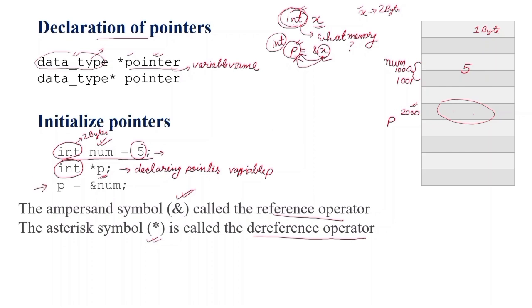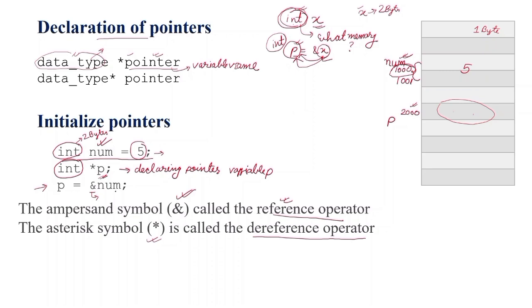In the next line, what happens? P is equal to address of num. What is this symbol? Address of operator, this is the reference operator. So what is num? Num is the variable which you created over here. So where is num in the memory? Here is your num. The address associated with num is 1000 and 1001, but it is going to take the first cell's address.